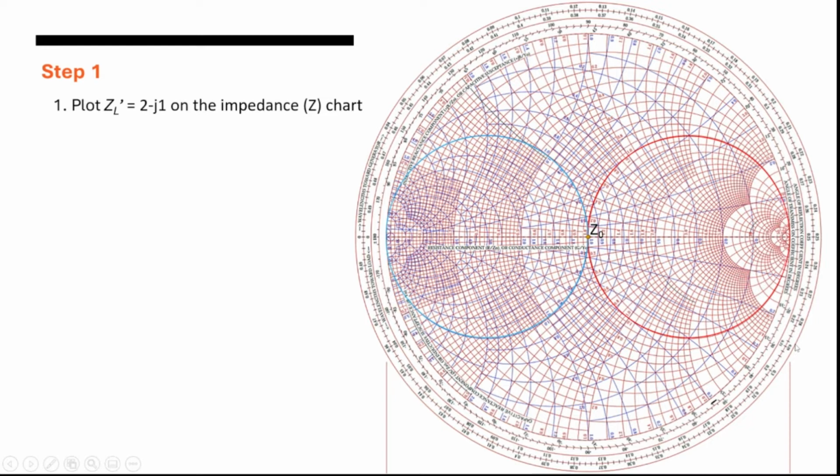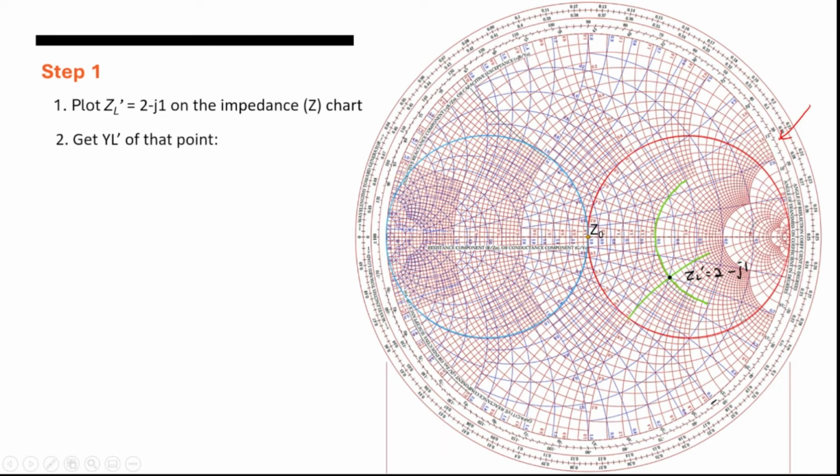The first step is to plot the ZL normalized, which is equal to 2 minus j1, on the impedance Z chart, which is on the right here. If you plot that, it is located here, and let's write that down. That is our load impedance on the Smith chart, the normalized load impedance.